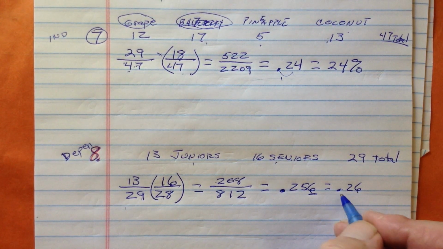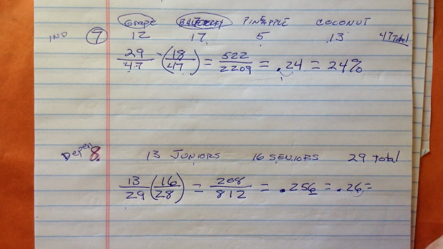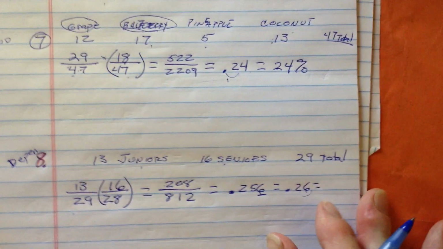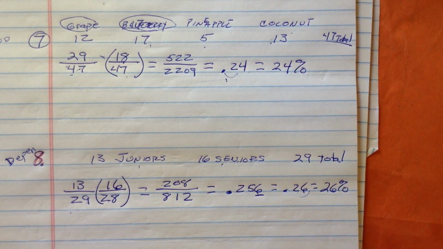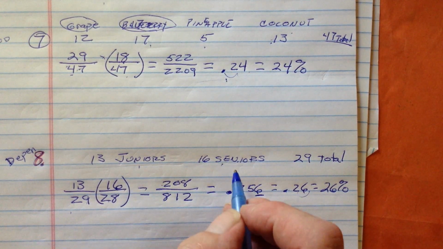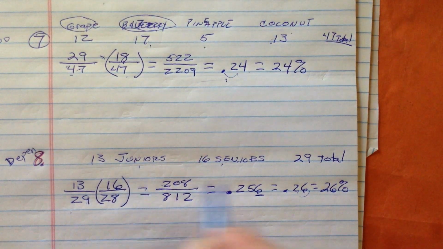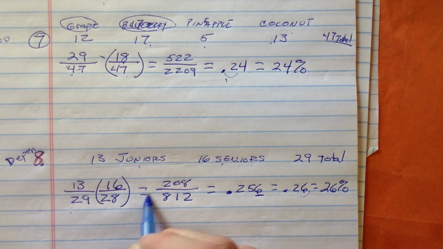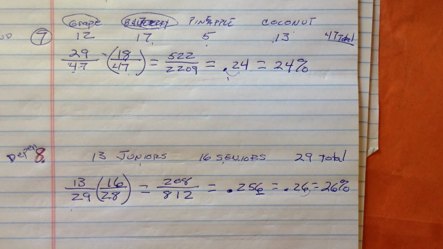And then to make it into a percentage, you multiply it by 100, or you just move the decimal point 2 places, and it comes out to 26% chance. Okay, so the answer would be 26% chance of having one senior and one junior. And then the other 74% would be different. It could be 2 juniors or it could be 2 seniors. So that would be a dependent example of the probability.